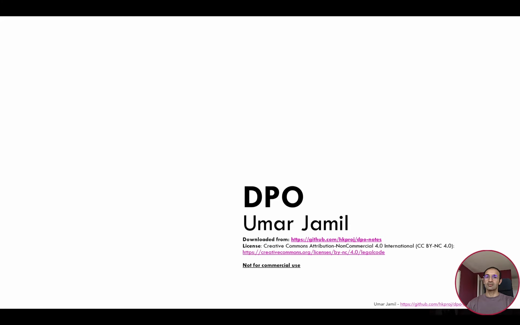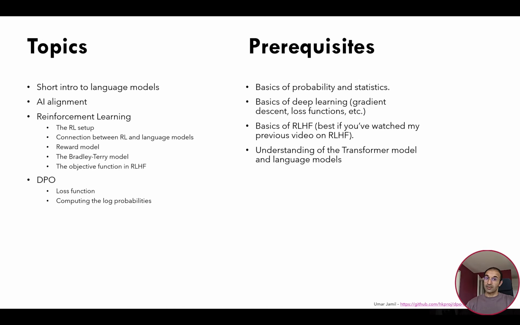Today we are going to talk about DPO, which stands for Direct Preference Optimization. It's a new technique that came out in the middle of last year, in 2023, to align language models. Let's review the topics of today.